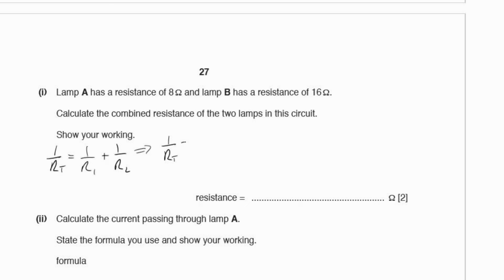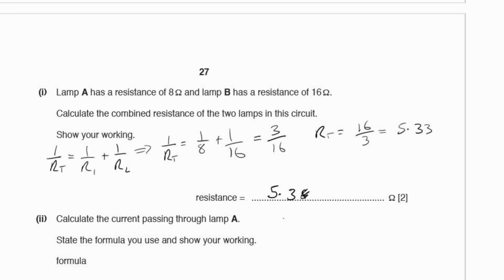1 over RT is then equal to 1 over 8 plus 1 over 16, which is, of course, 3 over 16. Which means that RT is given by 16 divided by 3, which is 5.33. And that continues on, obviously. So the resistance here, you could put 5.3 ohms.